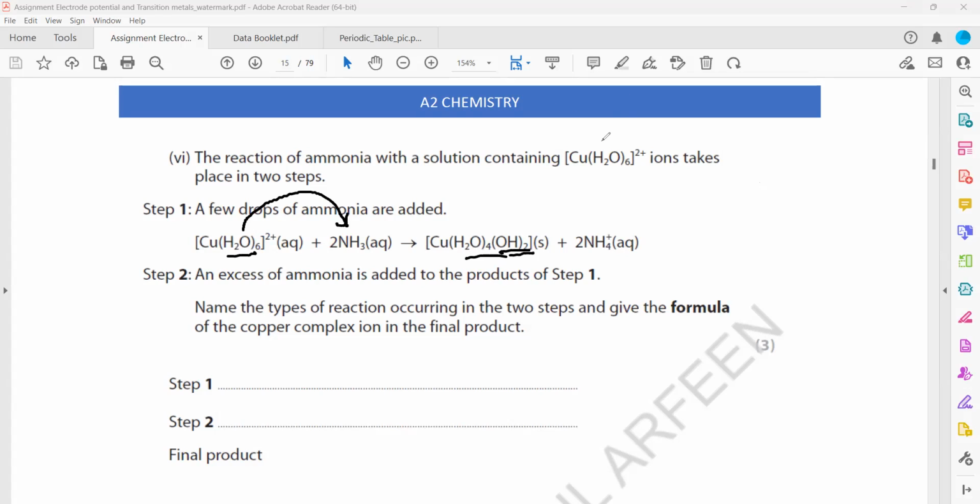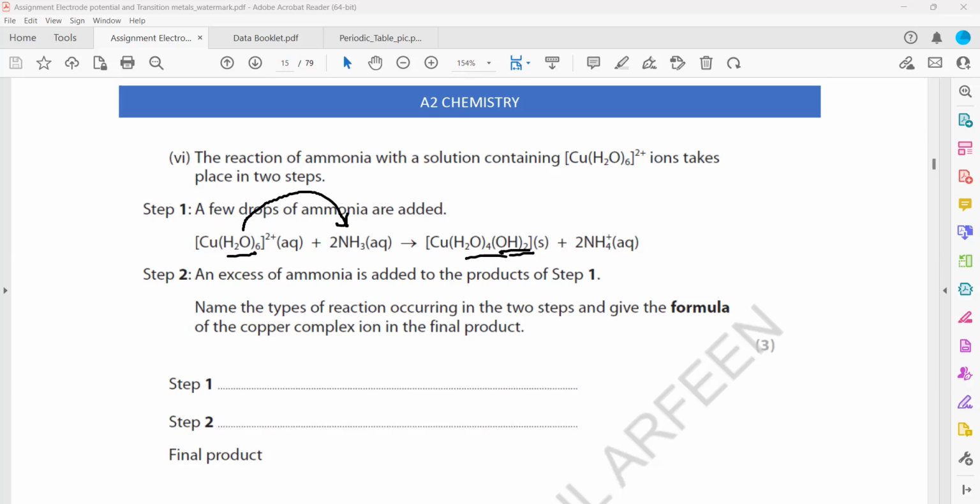When we add an excess of ammonia to the precipitate, give the name of the type of reaction that occurs in 2 steps, and give a formula. Look, the first reaction, whenever you add even sodium hydroxide or aqueous ammonia, is always an acid-base reaction. In some cases, the second reaction is acid-base. Sometimes the second reaction is ligand exchange. With ammonia and copper, you have to learn that, while with chromium it is always an acid-base reaction. Here with ammonia, when we add an excess, it is a ligand exchange.